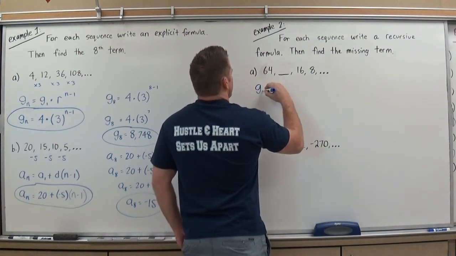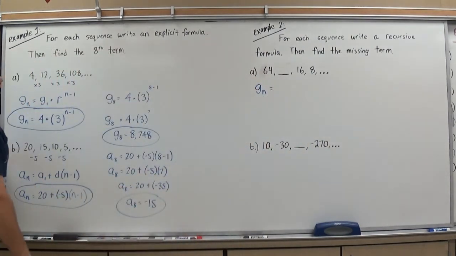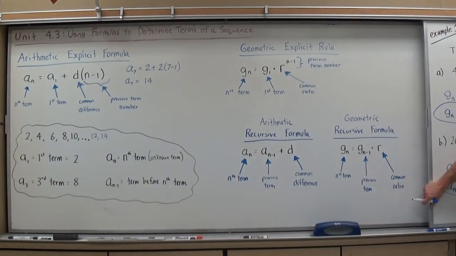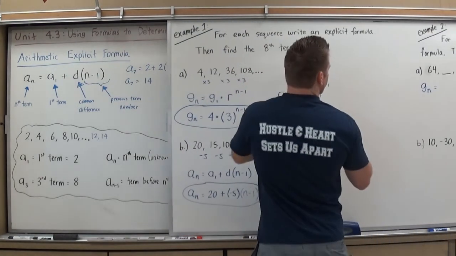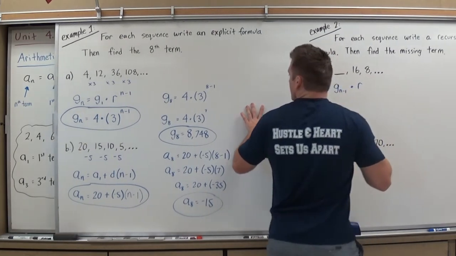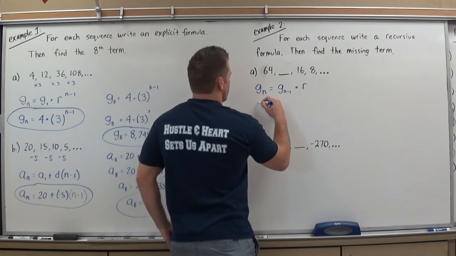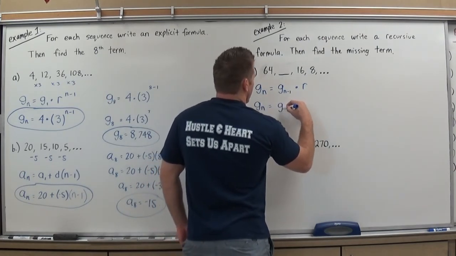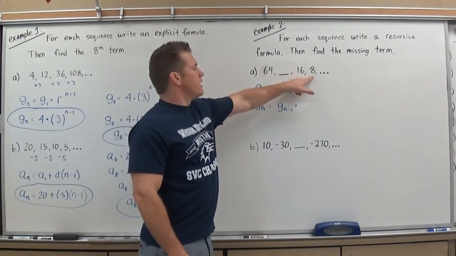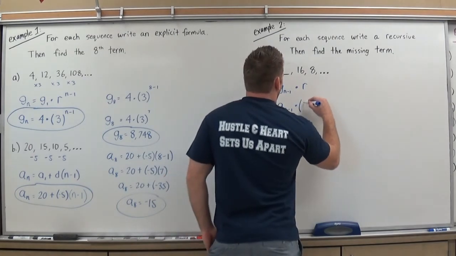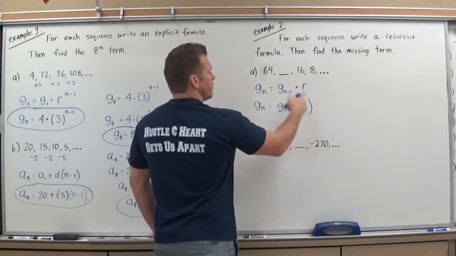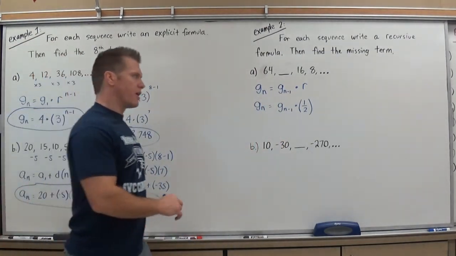So we're going to do G sub n equals, and I need to use my recursive formula now. G sub n equals G sub n minus 1 times R. And G sub n minus 1 I need to plug in for. The R I need to figure out. So since it was going from 16 to 8, they had to times by 1/2. So I'm going to make that R 1/2 and see if this works. If it does, this will be my recursive formula. But I want to check before I verify that.